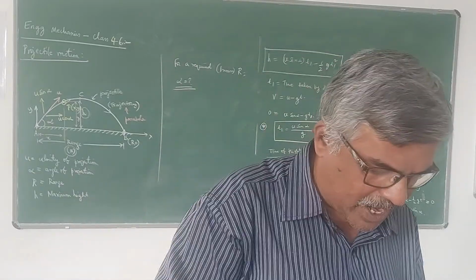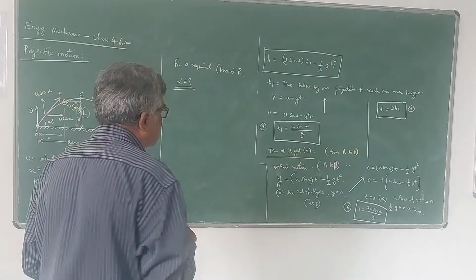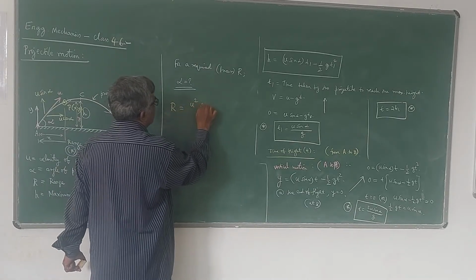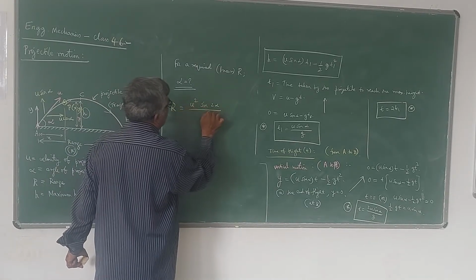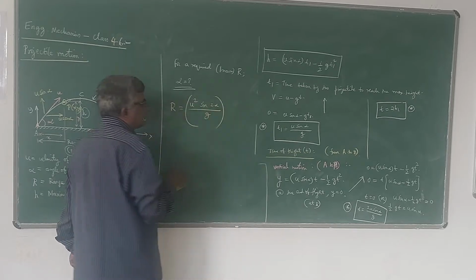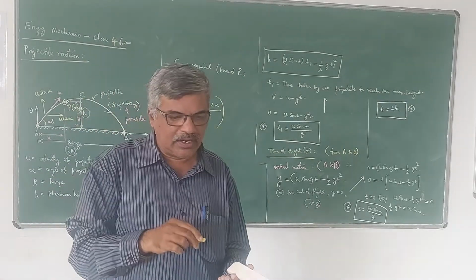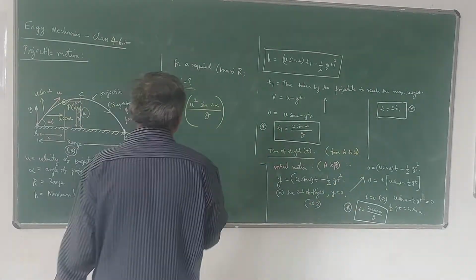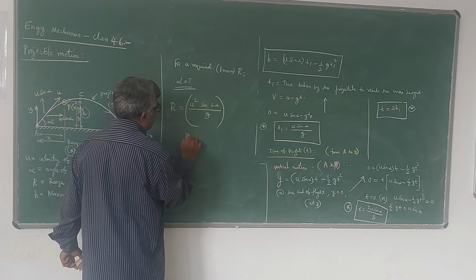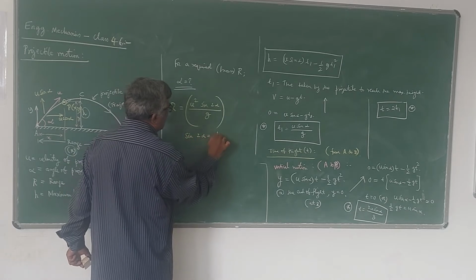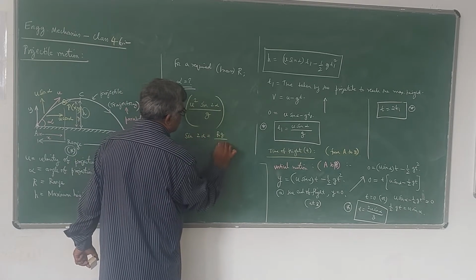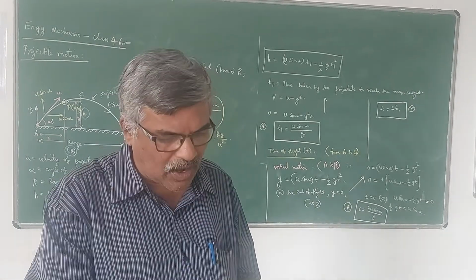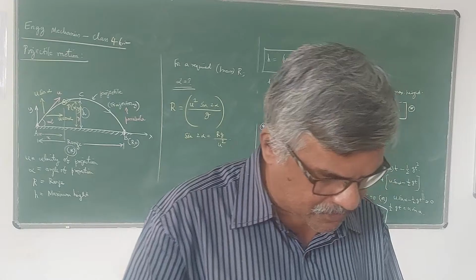So here we have the expression for R as we have derived just now. R is equal to U square sin 2 alpha by G. So this is the expression we have derived. So from this, what is sin 2 alpha? Sin 2 alpha is R into G divided by U square. This is sin 2 alpha that we get. Now here R is fixed now. R is fixed.